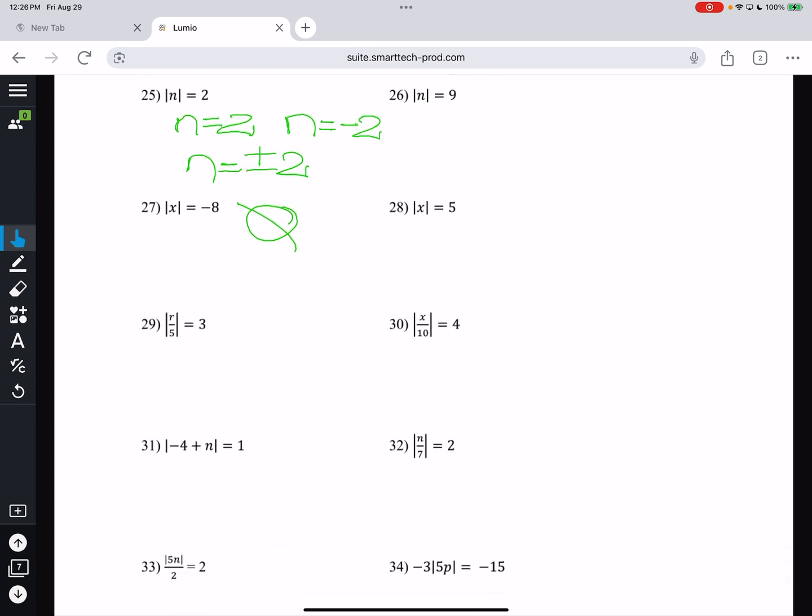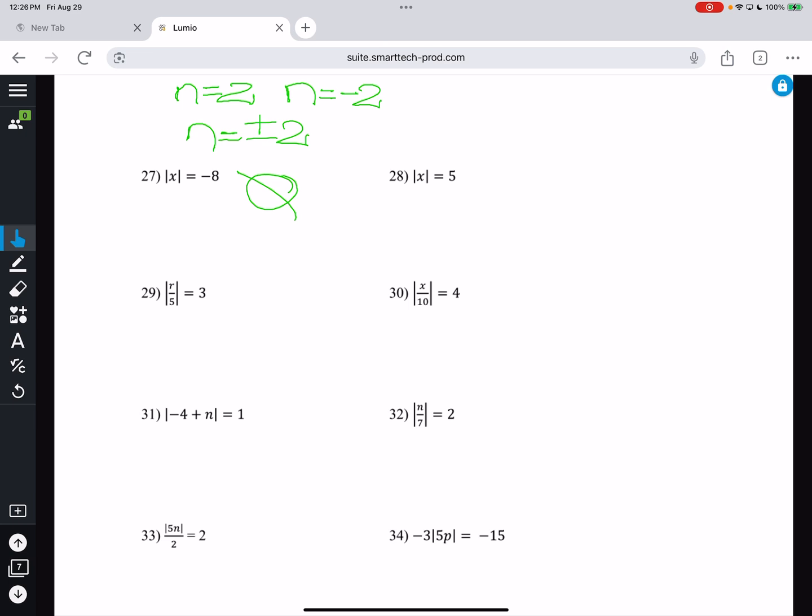All right, 29. Are we isolated? We do have things happening inside the absolute value bars, but there's nothing on the outside of the bars. So we drop them, and our 2 equations are r over 5 equals 3, and r over 5 equals negative 3. Now, how do we isolate r for our final answer? Multiply by 5 both times. So r equals what?